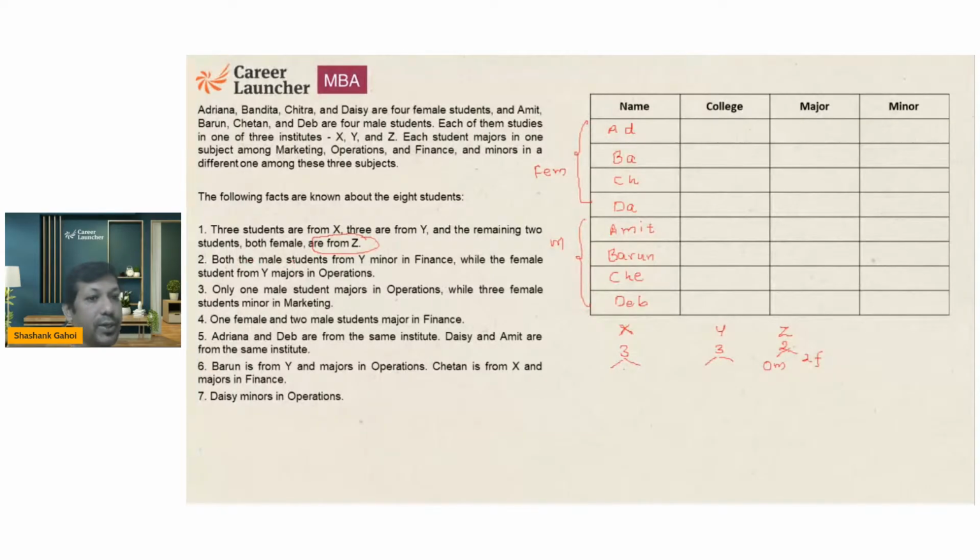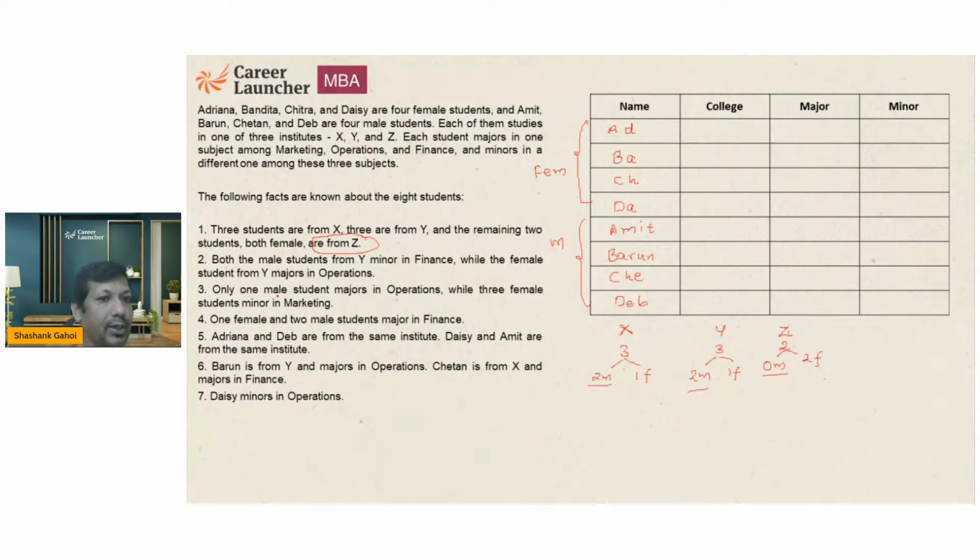Both male students from Y minor in finance. Okay, so Y has two male students and one female student. So basically here again I am going to get two male and one female. So I got the arrangement of male and female everywhere. X has two males, Y has two males, Z has zero males and two females, and X has one female, Y has one female. So because there are four males, four females. Okay.